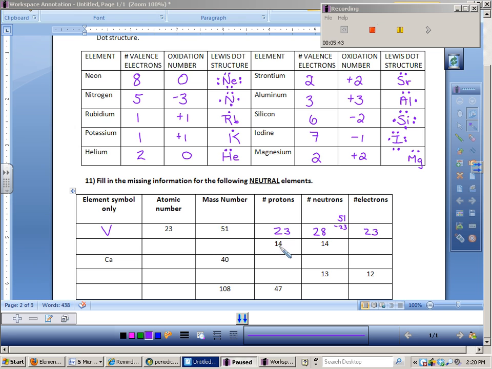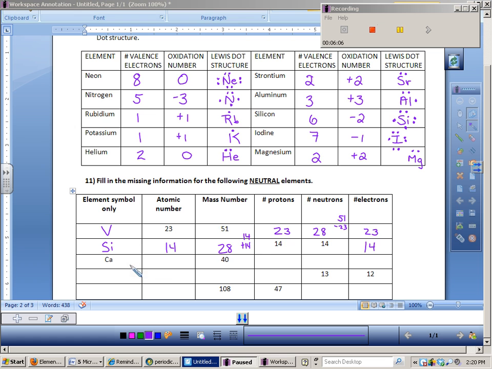The next one, I have 14 protons. It means I know I have 14 electrons. If I have 14 protons and 14 neutrons, I'm going to add them together to get 28 for the mass number. If my protons is 14, I'm atomic number 14, and that means I am silicon.